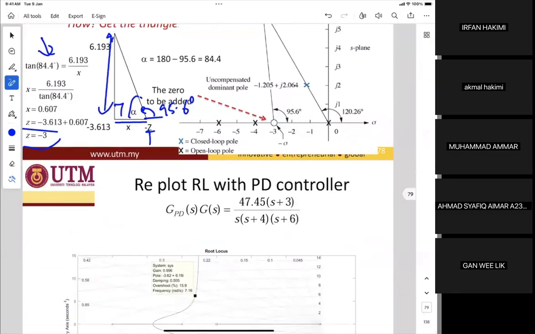So from there, GPD is equal to K(s+3). We calculate K and we get 47.45, over (s+4)(s+6)s, which is the original transfer function. We cascade them, meaning that we multiply each other.